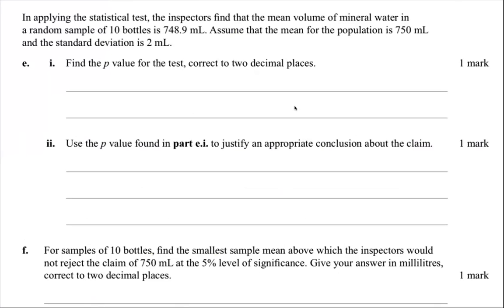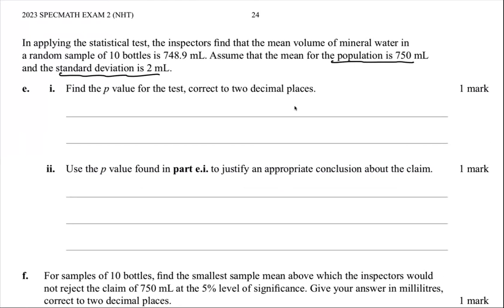Right. In applying the statistical test, the inspectors find that the mean volume of mineral water in a random sample of 10 is 748.9. Assume that the mean for the population is 750 and the standard deviation is 2 mils. So find the p-value for the test, corrected to 2 decimal places. Well, the p-value is simply the probability X bar less than or equal to 748.9, given that the mu value is 750, okay?